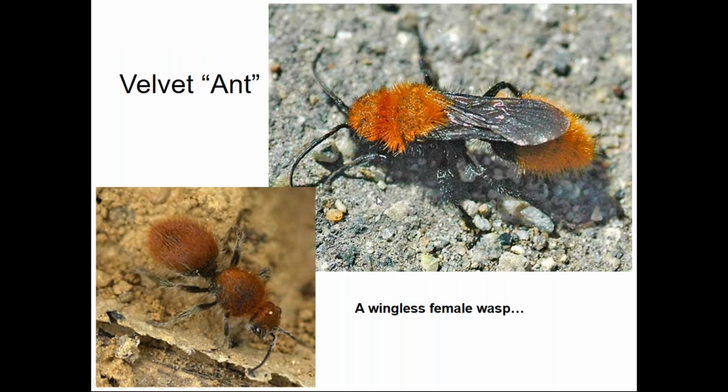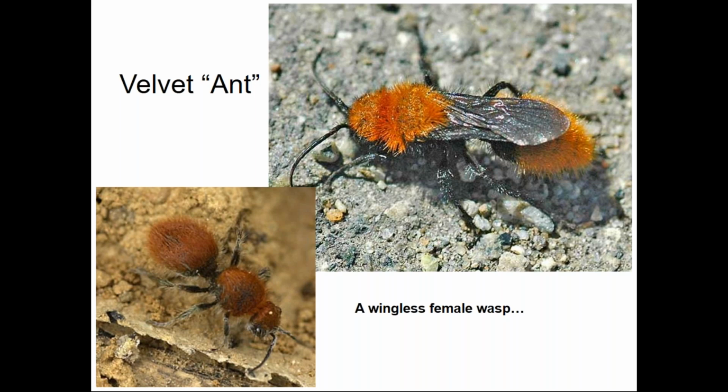Velvet ants are not technically ants, they're wasps. So in the same order as ants, the females, which you see in the lower left, can sting. The females have no wings, so they're grounded. They look like a fuzzy, cute little ant, but don't pick them up because their sting is one of the most painful in the insect world.